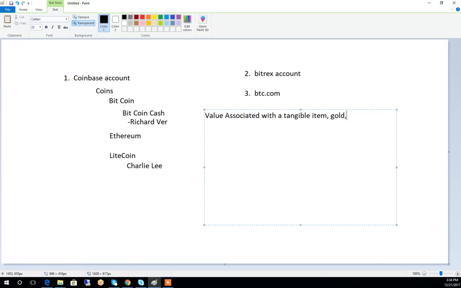And so, you know, you have to have a value associated with whatever it is that you're doing. So that's what we need to do, is associate that value, and that value is associated with the technology. And what is the technology? Well, the technology is the coin, right? And so why would I invest in this coin?